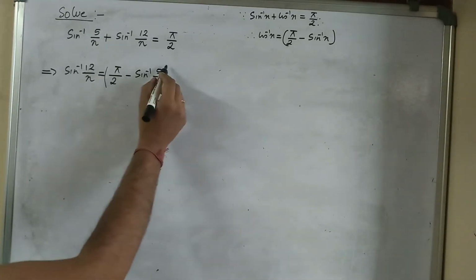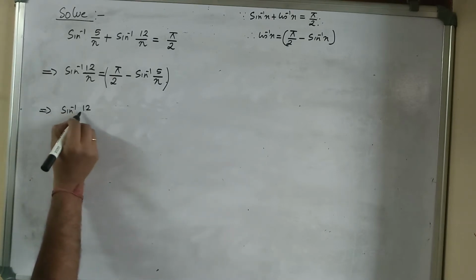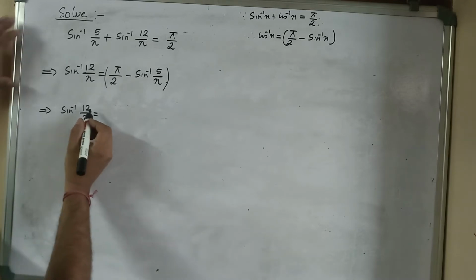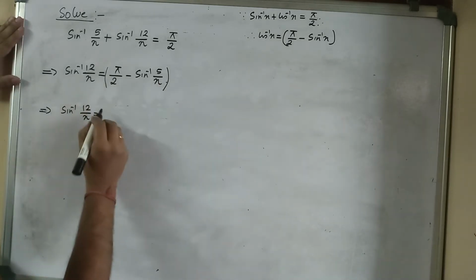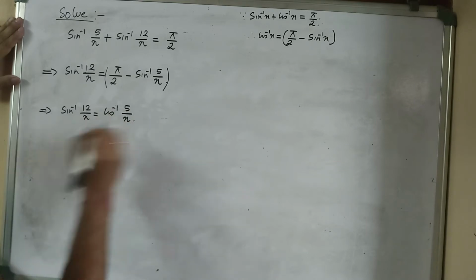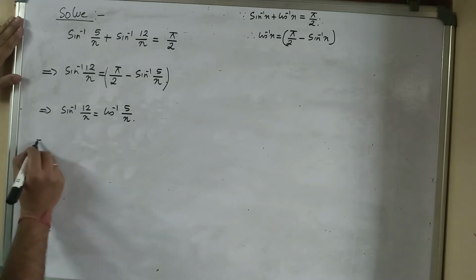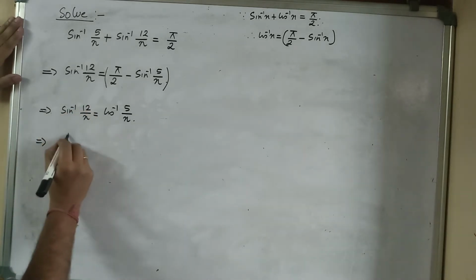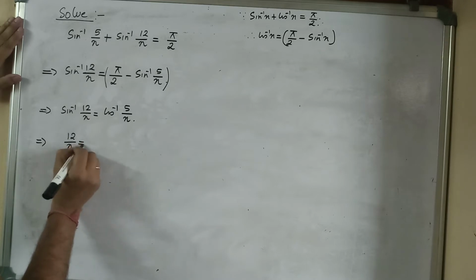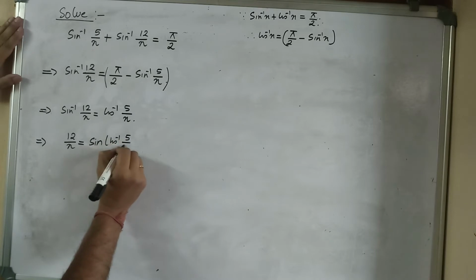Then if I use this property over here, then for sine inverse of 12 over x, pi by 2 minus sine inverse 5 by x means directly you can write cos inverse 5 by x. Pi by 2 minus sine inverse x is cos inverse x. Similarly, pi by 2 minus sine inverse 5 by x is cos inverse 5 by x. Now next, I'll bring this quantity over here. 12 over x equals to sine of cos inverse 5 by x.